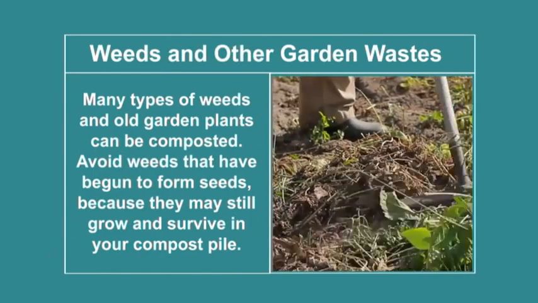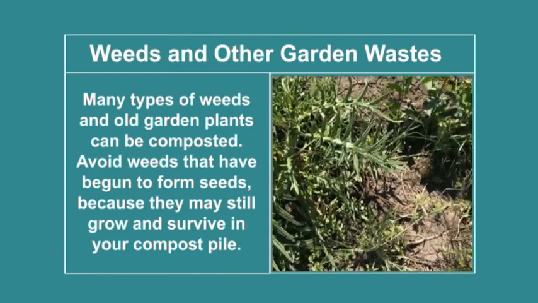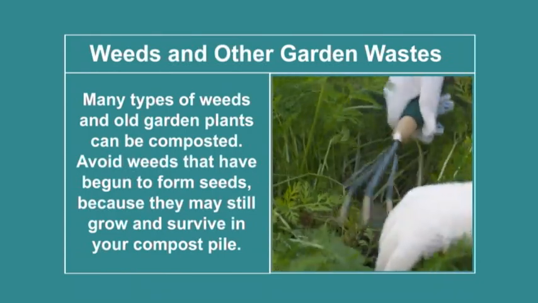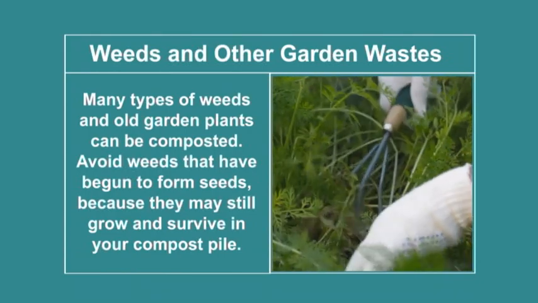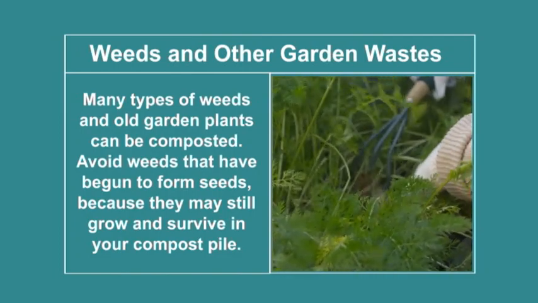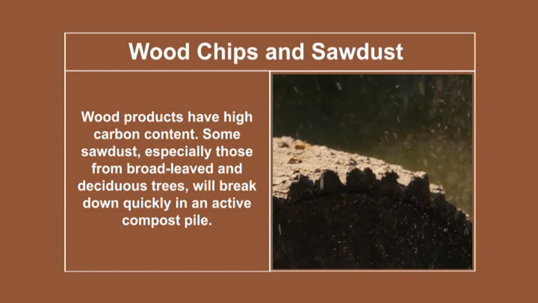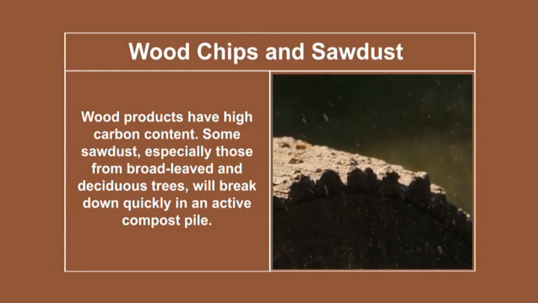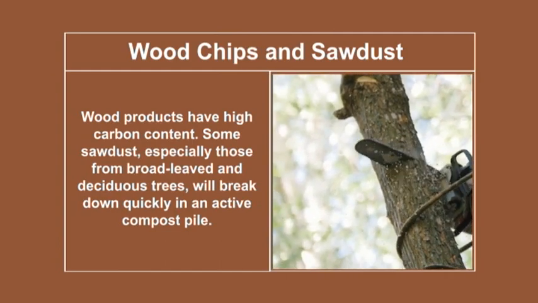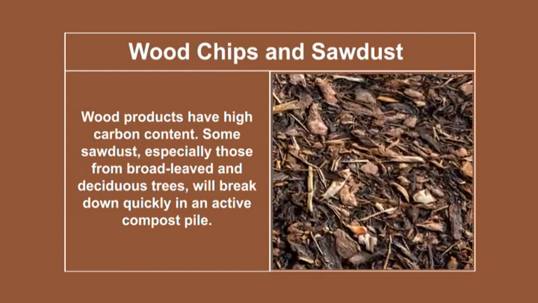Weeds and other garden waste. Many types of weeds and old garden plants can be composted. Avoid weeds that have begun to form seeds because they may still grow and survive in your compost pile. Wood chips and sawdust. Wood products have high carbon content. Some sawdust, especially those from broad-leaved and deciduous trees, will break down quickly in an active compost pile. Take note that not all biodegradable materials can be composted.